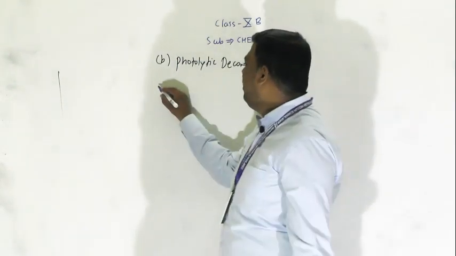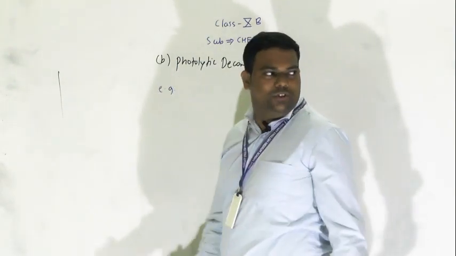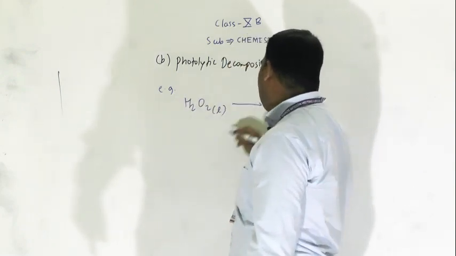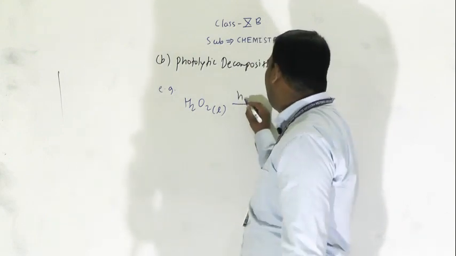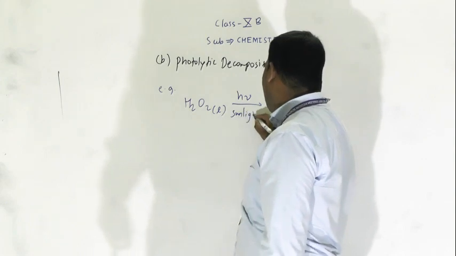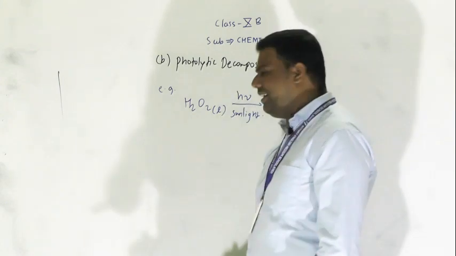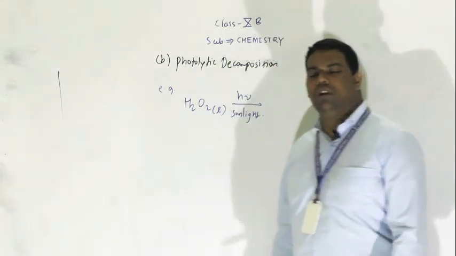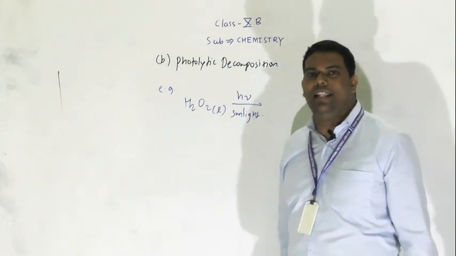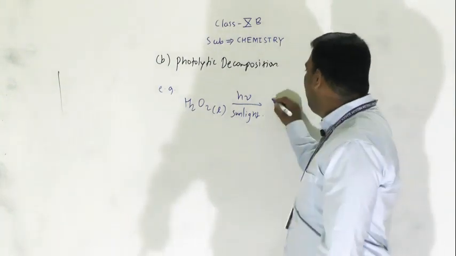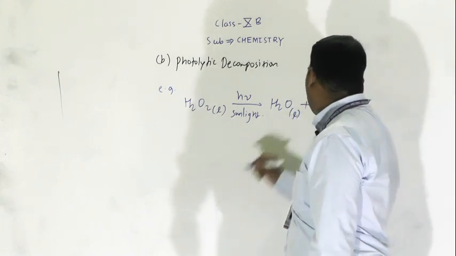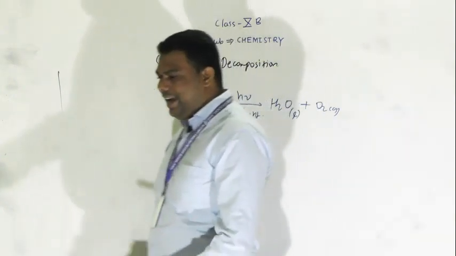So see here, example: as you know, your H2O2 liquid. This h nu means photolysis, or here we can say we will write sunlight. Okay, this H2O2 liquid, when affected by sunlight, is converted into H2O liquid plus O2 gaseous.